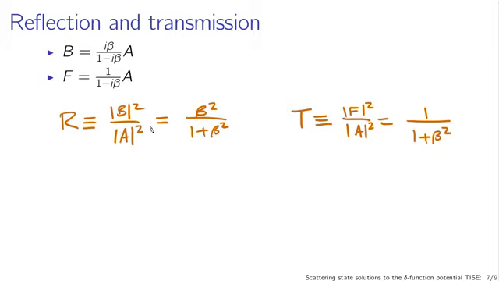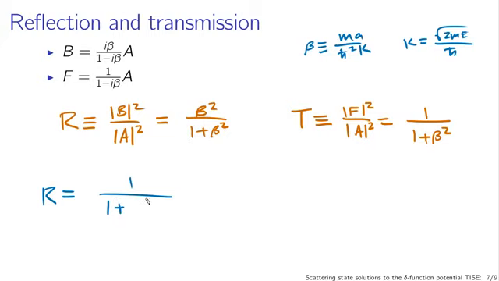If I express these in terms of the definitions of beta and k, which, if you recall, beta was defined to be m a over h bar squared k, and k was defined to be the square root of 2 m E over h bar, what we end up with for our reflection coefficient is 1 over 1 plus 2 h bar squared E over m a squared. And for our transmission coefficient, we get 1 over 1 plus m a squared over 2 h bar squared E.